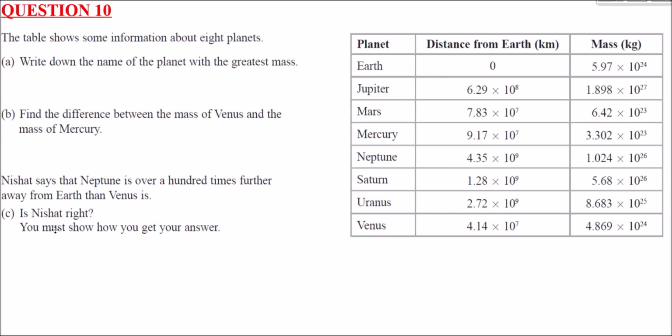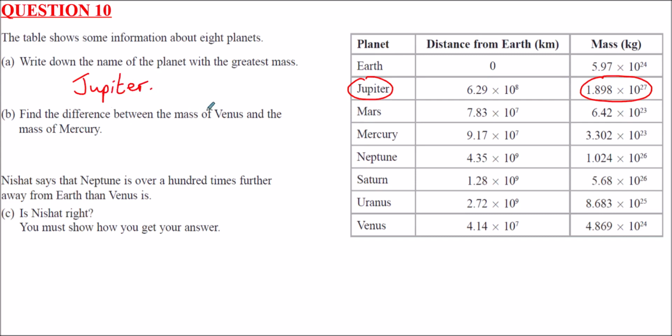Question 10, some standard form. Got some information about 8 planets. So write down the name of a planet with greatest mass. So with standard form, the bigger the power of 10, the larger the number is. So first of all, just compare the powers of 10. So Earth is times 10 to the 24. That's pretty big. 27, that's the biggest, and still the biggest going down. So the largest planet, the planet with the greatest mass, is Jupiter, because that power of 10 is the largest out of all of them. So the planet of greatest mass, Jupiter.